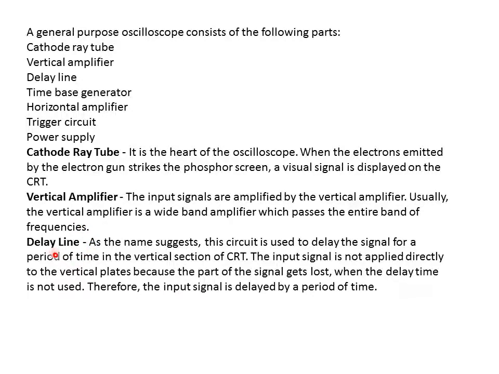Next we will see the delay line. This circuit is used to delay the signal for a period of time in the vertical section of the CRT. The input signal is not applied directly to the vertical plates because part of the signal gets lost when a delay time is not used. Therefore the input signal is delayed by a period of time. So we have to give a delay to the input signal for a period of time.